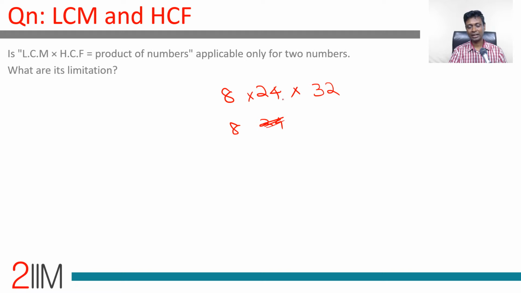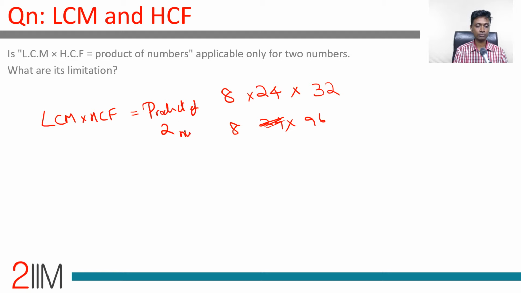Product of these three numbers, 8 into 24 into 32. HCF is 8, LCM is 32, and then accommodating a 3, 96. 8 into 96 is not the product of these three numbers. And so LCM into HCF equal to product of numbers holds only for two numbers. It need not hold good for 3 or 4 numbers. That is the limitation. Product of two numbers is equal to product of HCF and LCM. Fine. So that is a clear limitation.